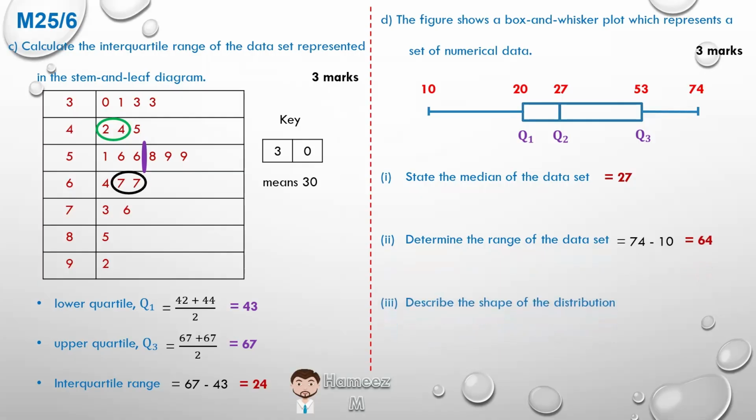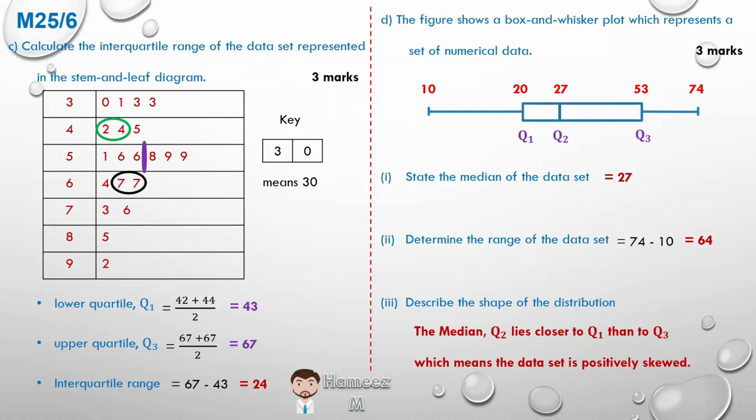And part 3, describe the shape of the distribution. Well, look at Q2. Q2 is not really in the middle of Q1 and Q3. It's more to the left, very close to Q1. It's only 7 away from Q1. It's 26 away from Q3. As such, we can say the median Q2 lies closer to Q1 than to Q3, which means the data set is positively skewed.